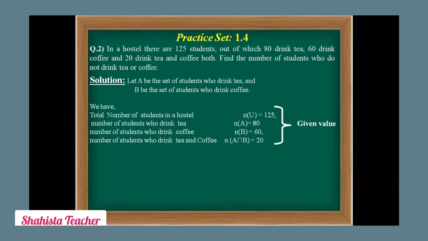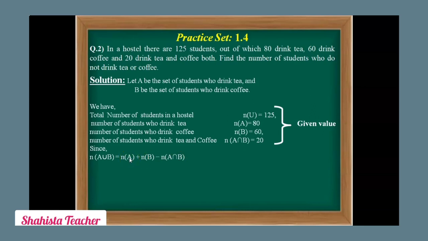After this, what will we write here? Since here we have to write one equation: number of A union B is equal to number of A plus number of B minus number of A intersect B. Here we know the value of number of A union B now. So number of A union B is equal to number of A plus number of B minus number of A intersect B.